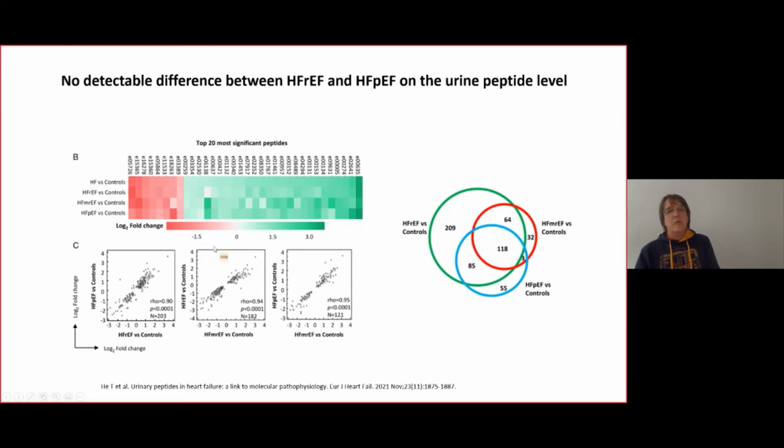And this is also true when we look in more detail. So here again are the top 20 most significant peptides and a graphical depiction of the deregulation, and you see this is all the same. And in fact, when we look at the log-fold change for the different peptides, we can see no difference between HFpEF, HFmrEF, and HFrEF. And also here we see quite a lot of overlap between the different peptides. We find more if we look at the group HFrEF versus controls, but this is simply a result of having more subjects in this group, therefore more statistical power.